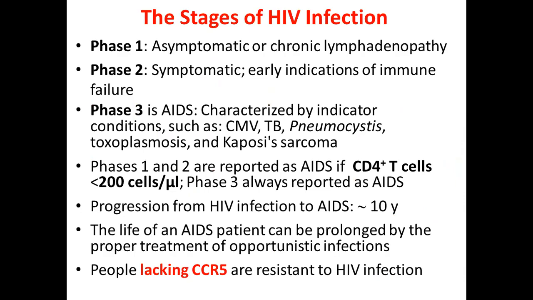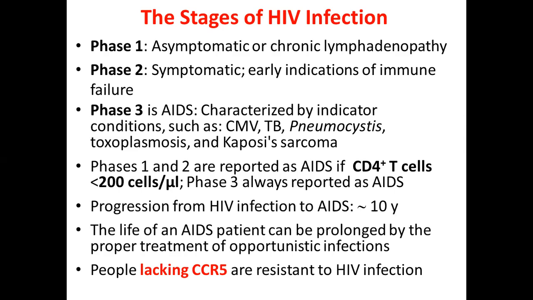Now the phases. Phase 1, clinically how you will recognize. It is very difficult initially to say that a patient has got HIV, because in phase 1, as in most viruses, patients are asymptomatic, and with progression of time they can have a chronic lymphadenopathy, meaning that lymph nodes are enlarged. In phase 2, they become symptomatic, and this is an indication of immune failure. In phase 3, the patient has developed full-fledged HIV infection.